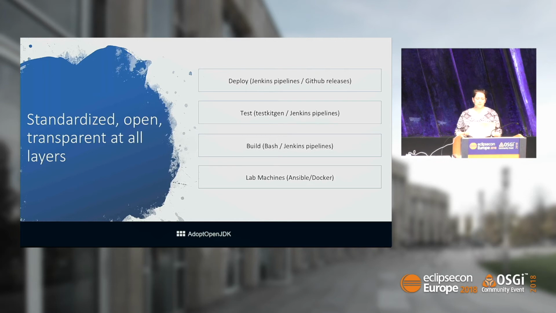Okay, so back to this story of standardized, open, transparent at all layers. Well, you can't build, test, and deploy without some machines. So there's actually a layer I haven't mentioned here, and that's the infrastructure layer, so the lab machines. And even those, as I hinted earlier, have the notion of infra as code. We want everything to be in a place where you can see it. So we're using Ansible playbooks and Docker to accomplish most of this configuration.